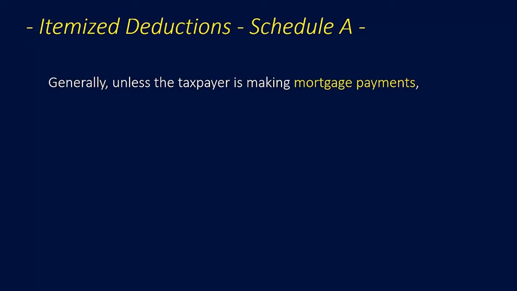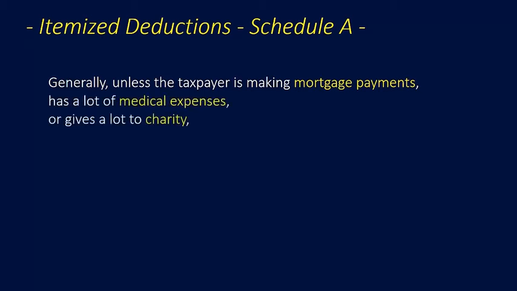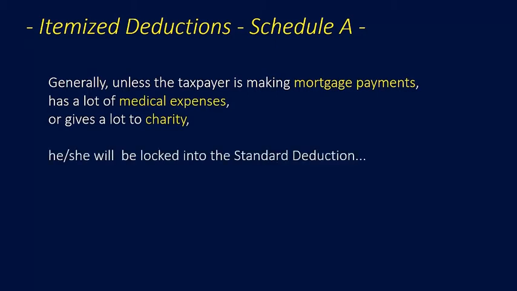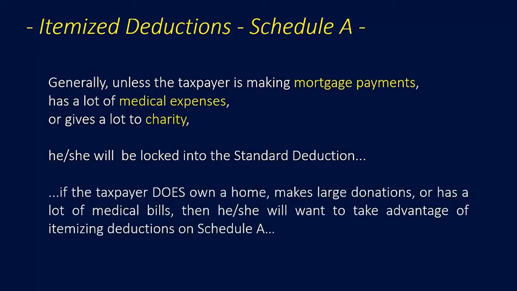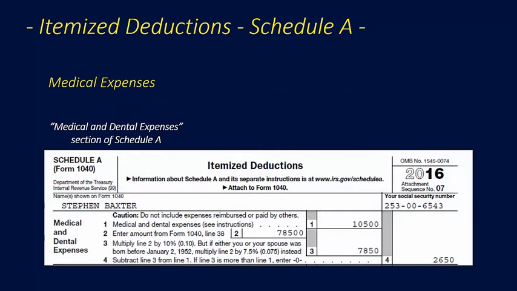Generally, unless the taxpayer is making mortgage payments, has a lot of medical expenses, or donates a lot to charity, he or she will be locked into the standard deduction. If the taxpayer does own a home, makes large donations, or has a lot of medical bills, then he or she will definitely want to take advantage of itemizing deductions on the Schedule A. First, let's take a look at the medical and dental expenses section of the Schedule A.